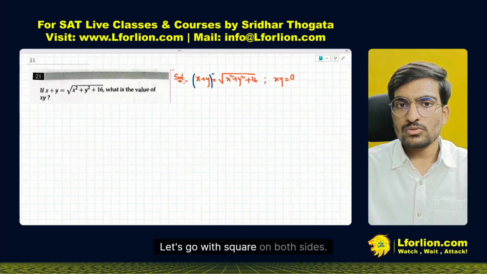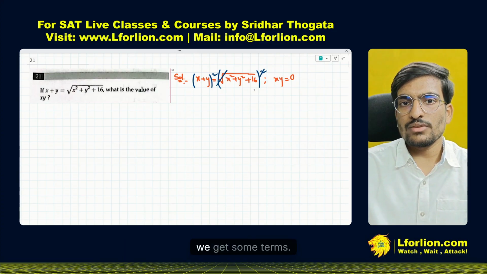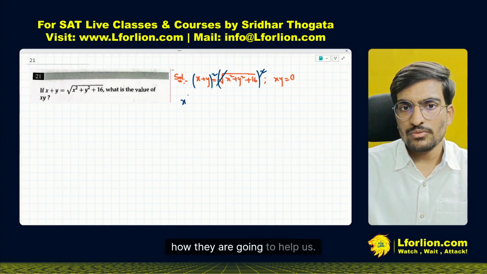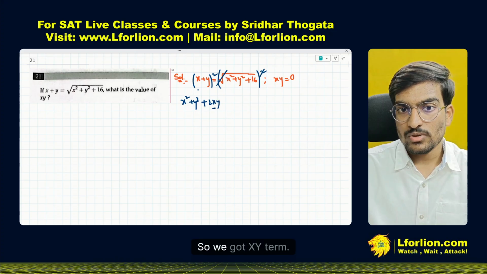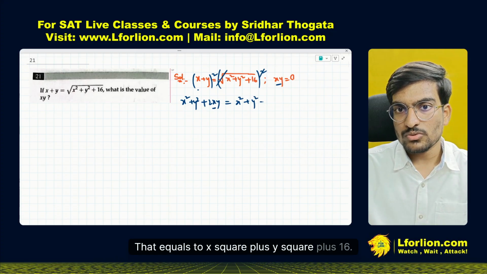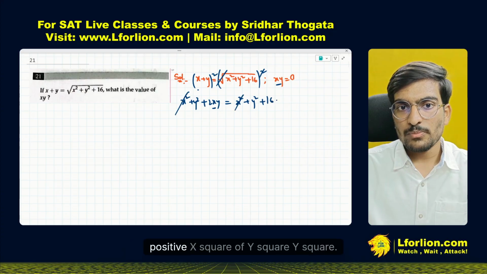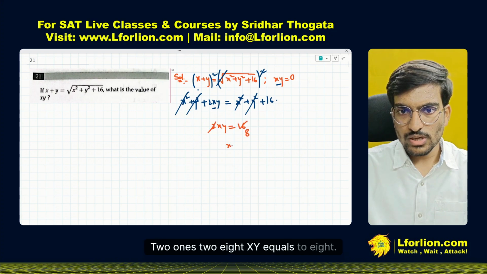Let's go with square on both sides. If we do that, we get rid of the root, and then we get some terms. Let's see how they are going to help us. x plus y whole square is x square plus y square plus 2xy. So we got the xy term. That's what we are looking for. That equals x square plus y square plus 60. So positive x square and y square cancel. So we have 2xy equals 60, so xy equals 30.